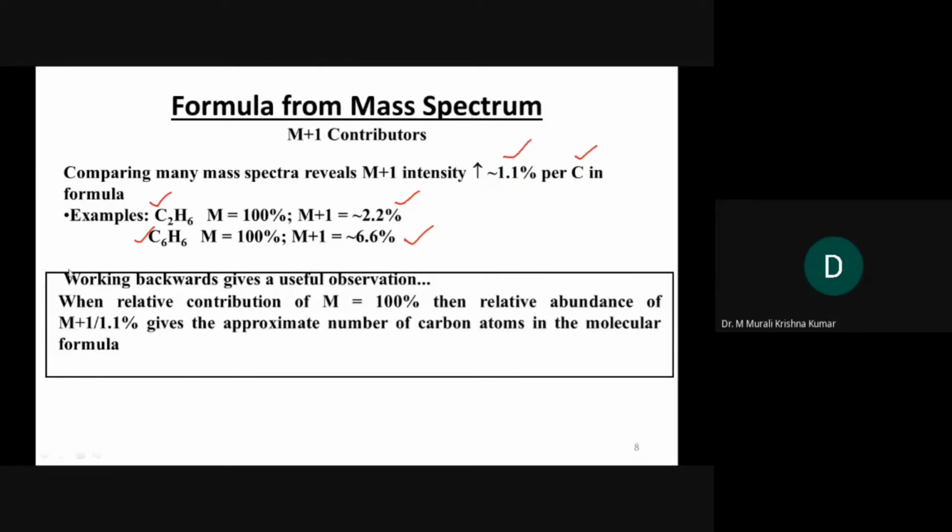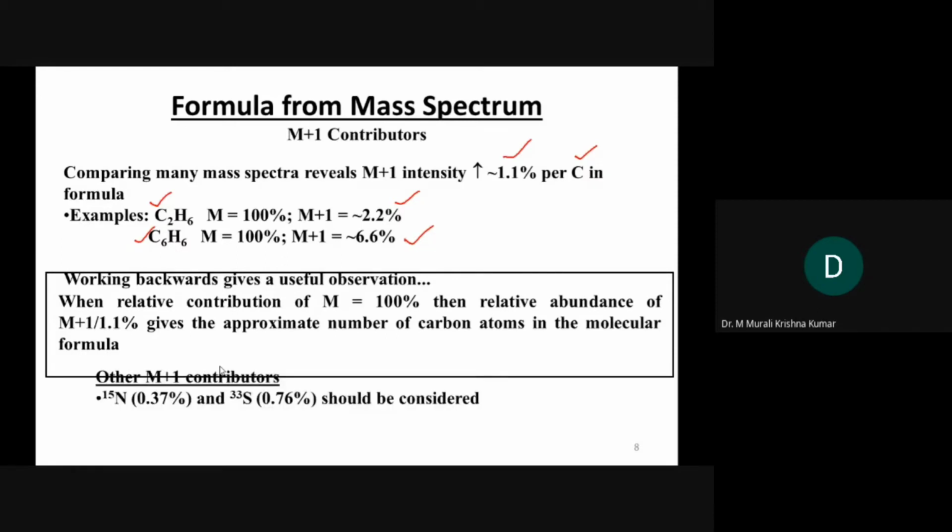When the relative abundance of M is 100%, then the relative abundance of M plus 1 divided by 1.1% gives the approximate number of carbon atoms in the molecular formula. So this is a very important observation that we have to understand.